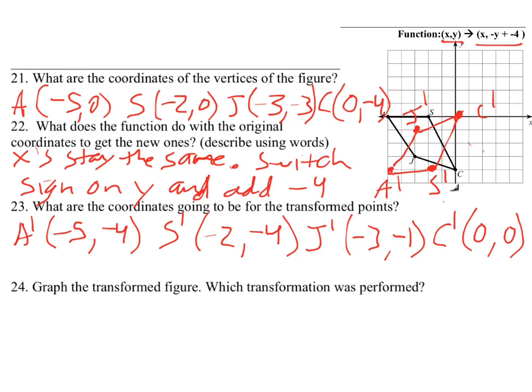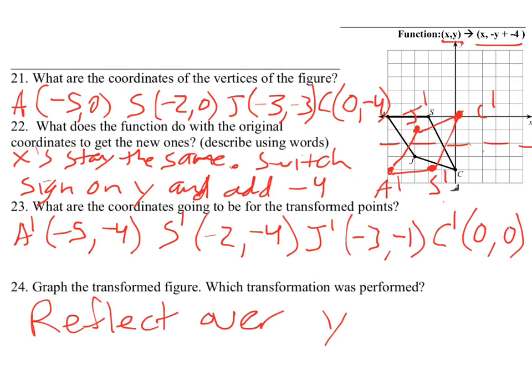Now I have my figure all drawn out. So it's the same one, but it's been flipped over in the middle, which is this line right here in the middle, which is the line y equals negative 2. So that is a reflection. That is a reflection over y equals negative 2. And that's it.